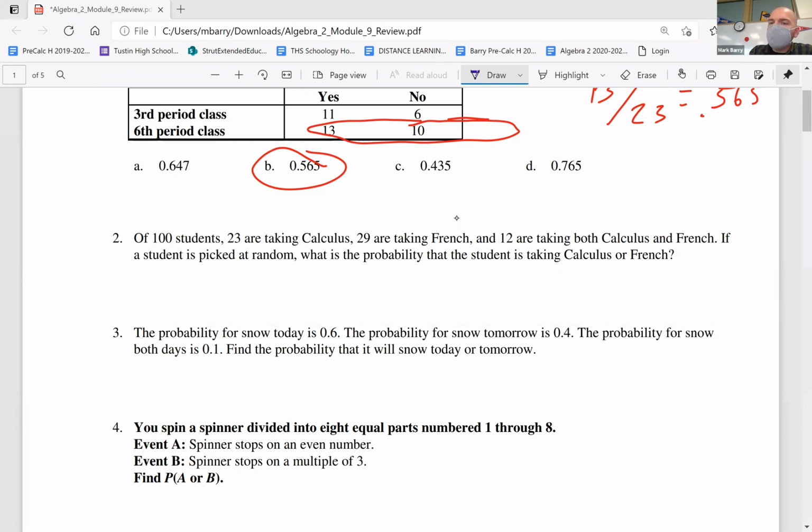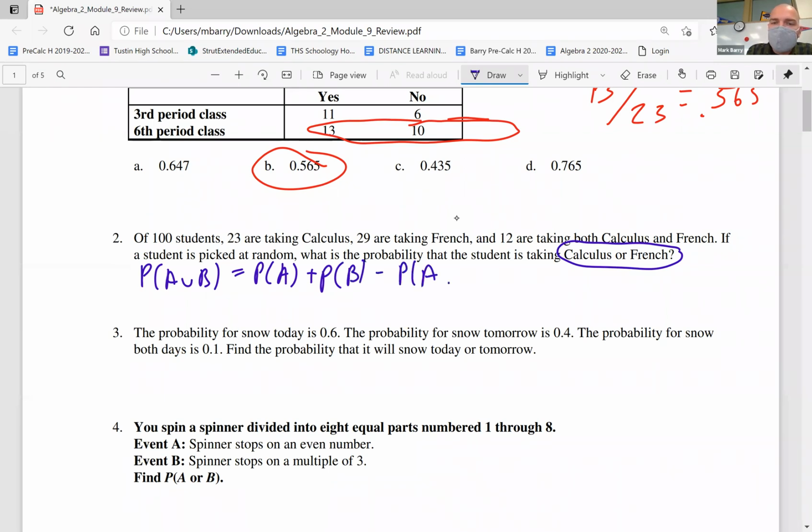Okay, so this one involves OR, it's calculus or French, right? So we do have a formula for this. It says the probability of A or B equals the probability of A plus the probability of B minus the probability of A and B. It is possible to do this problem without that formula, but I think that just makes it a little bit easier. So if you did it a different way, you may still have the correct answer. Let's see.